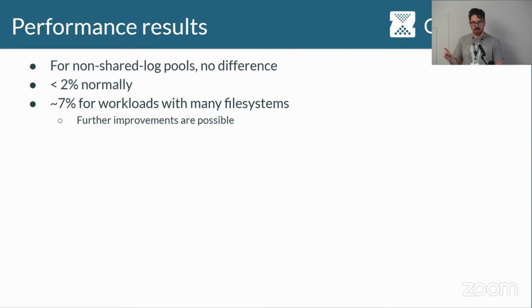There's one caveat, which is that if you have a lot of different file systems getting synchronous writes at the same time, the performance penalty got about as high as 7%. And the problem there is basically that the SPA ZIL map data structure that I mentioned is being accessed by all of these different file systems as they receive these updates.